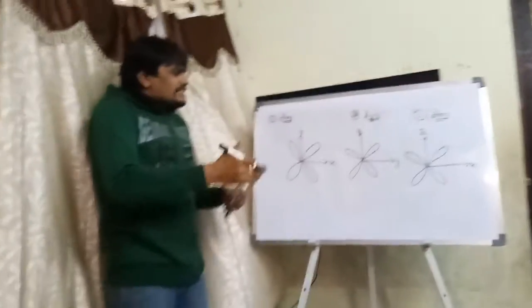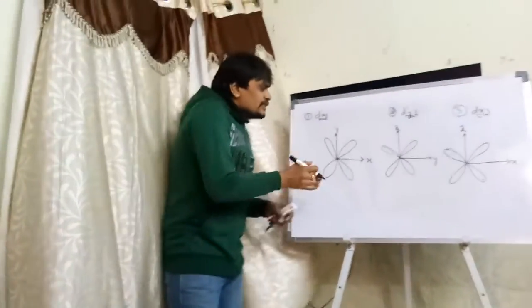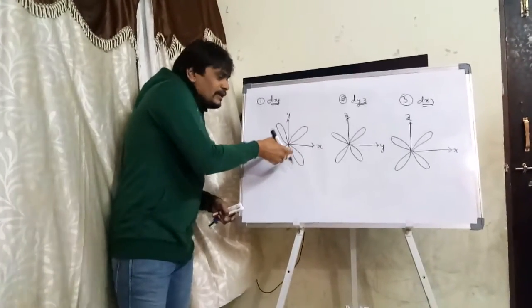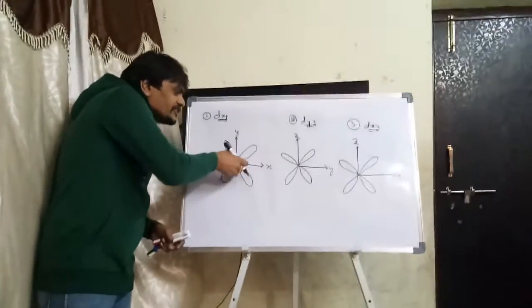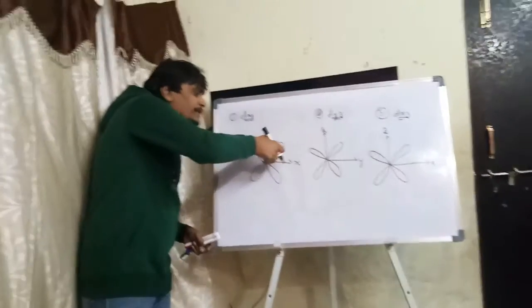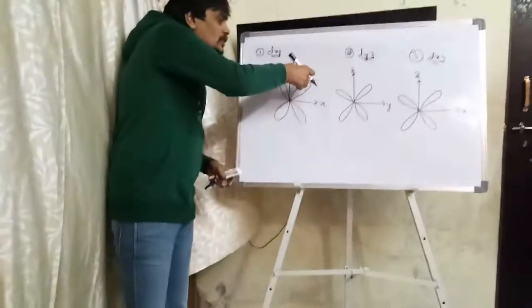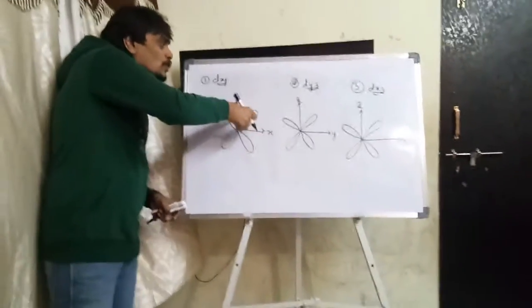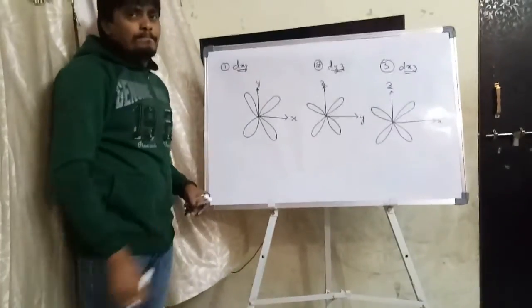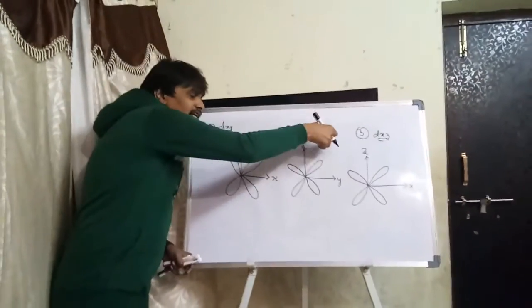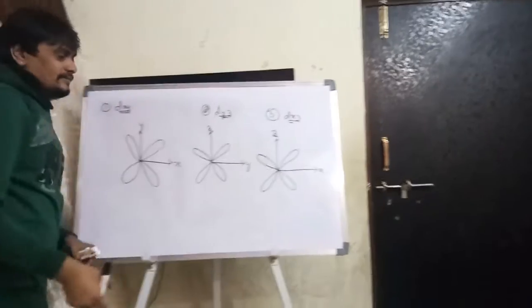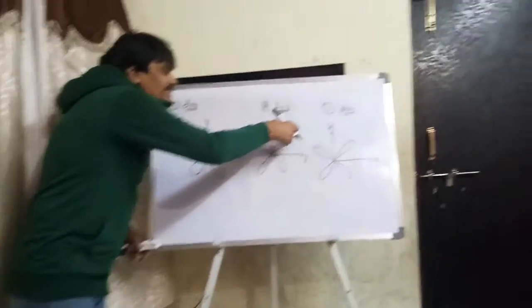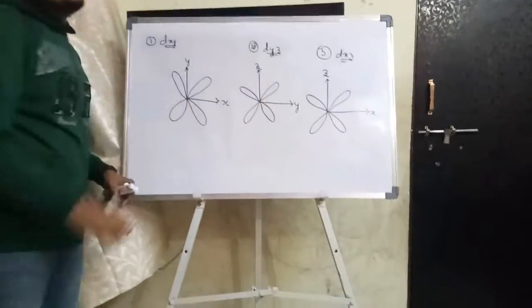What do you mean by placing the lobes? Placing the lobes means the electron concentration is high in between the lobes. That is, the electrons are sitting in between the lobes in the case of dxy, dyz and dxz.